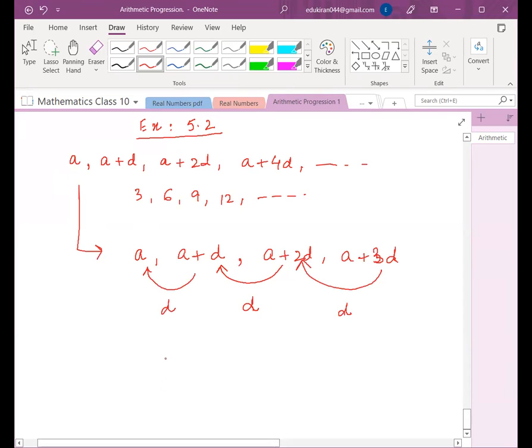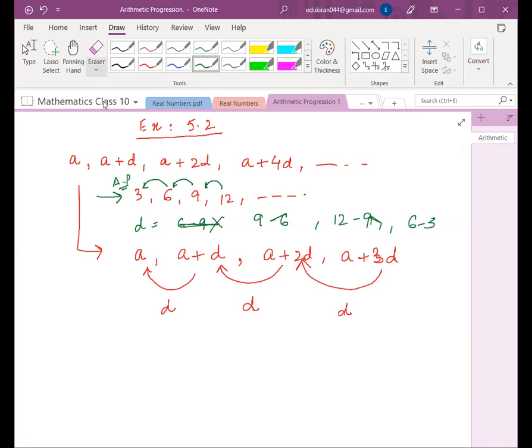Yes, ma'am. But the only thing to remember is, for example, for this AP, if I want to find D, D is the term which is at a higher place minus the term which is at a lower place. So I will not do 6 minus 9. This is wrong. Always 9 minus 6, or you do 12 minus 9, or 6 minus 3. Clear? Yes, ma'am. This way you can find D. Any two terms you can make use of.